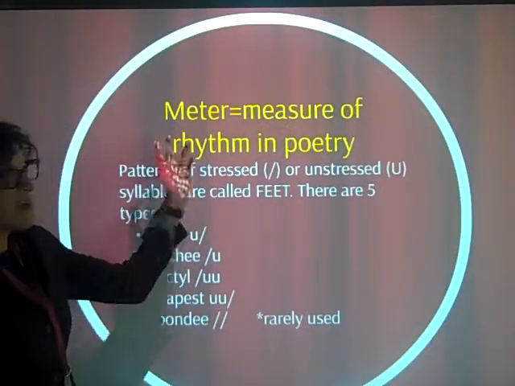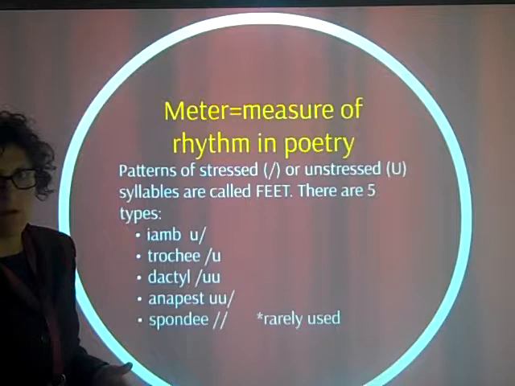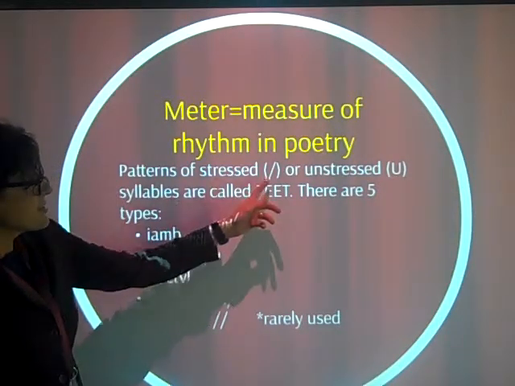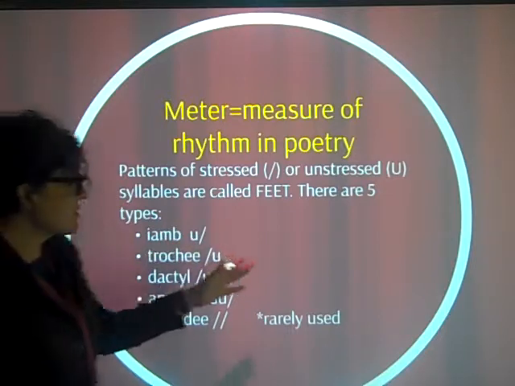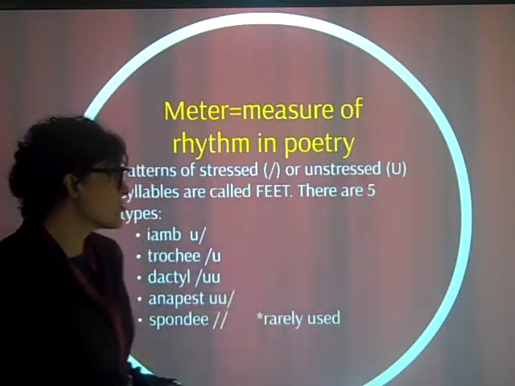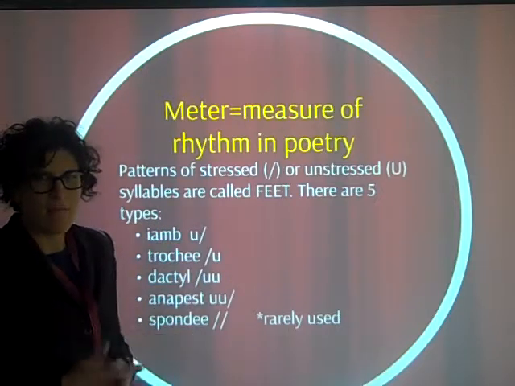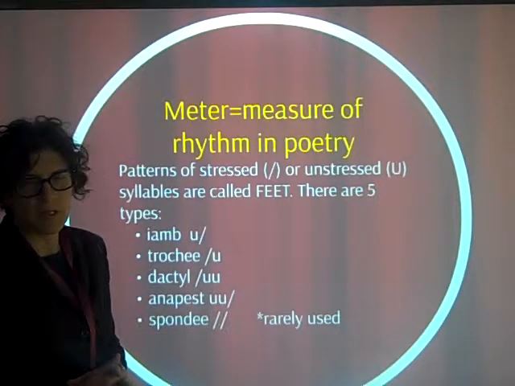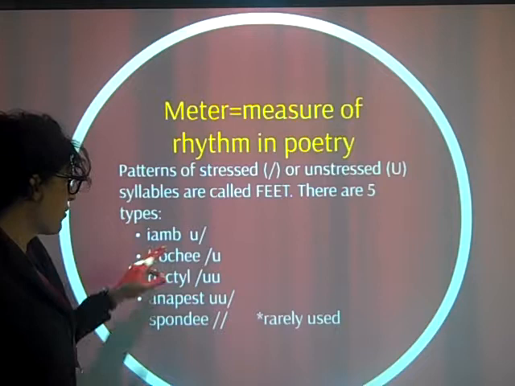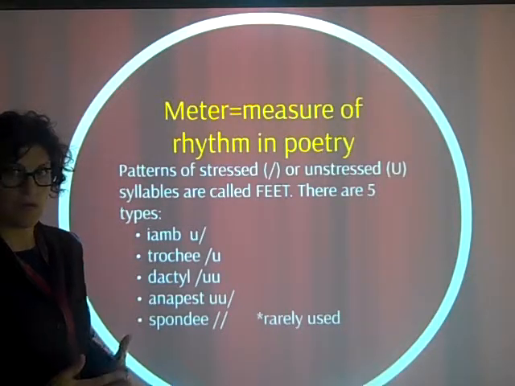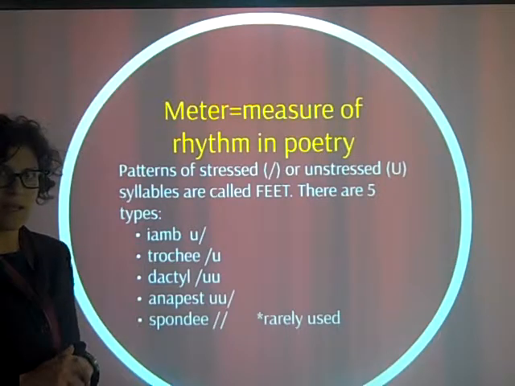We call meter measuring the rhythm of a poem. We mark it by using this symbol, a slash mark for a stressed syllable or a U for an unstressed syllable, and we call these patterns feet. There are 5 metrical feet that you'll explore in this unit. The first and most popular is called the iamb, and that's when you have an unstressed and a stressed syllable pattern repeating in lines.